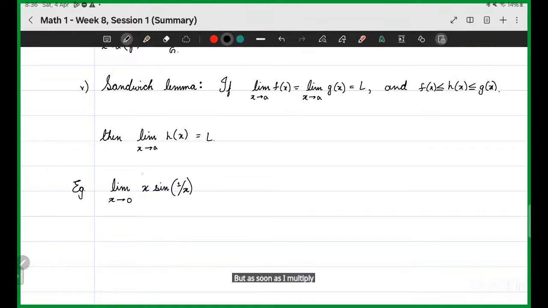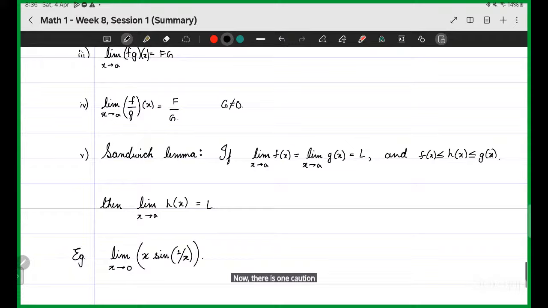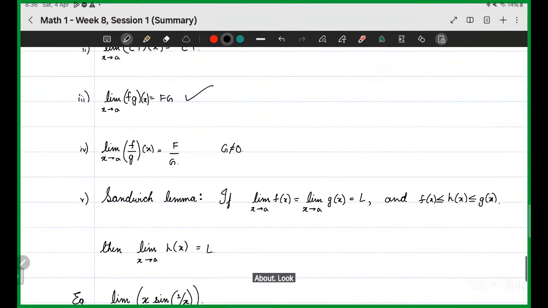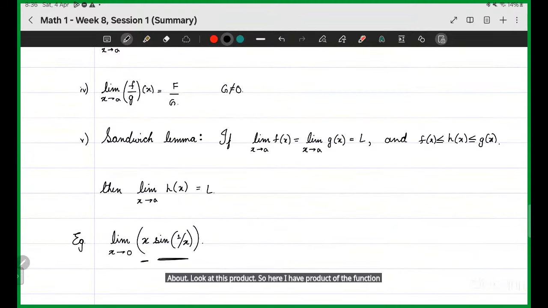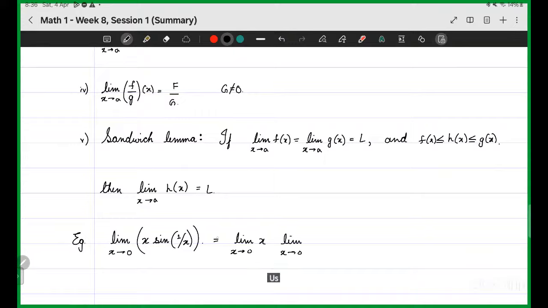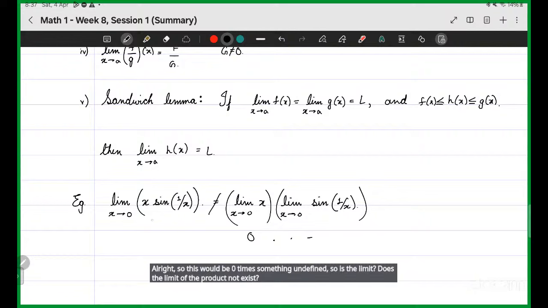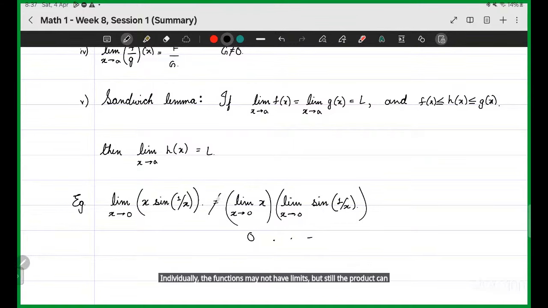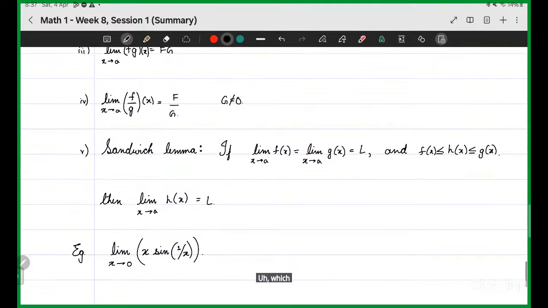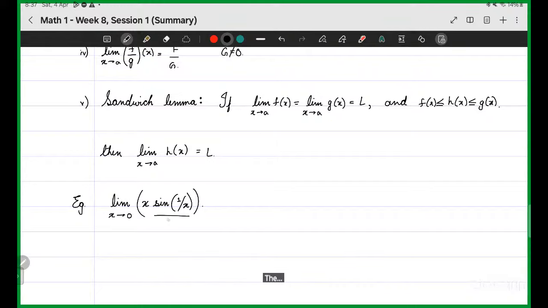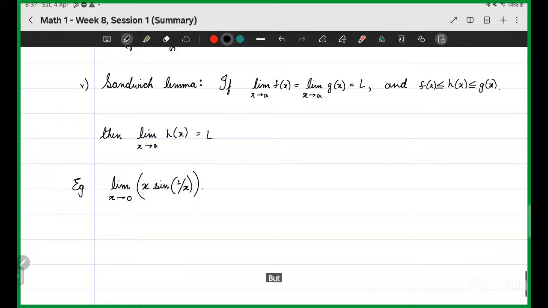But as soon as I multiply it by x, now there is one caution that I have to tell you about. Look at this product formula. Here I have the product of the function x and sine 1 by x. I cannot write it as the product of the limits using the product rule. This is a wrong step. Why? Because this limit does not exist. Only when both the limits exist can you write it as a product of the limits. So this would be 0 times something undefined. Does the limit of the product not exist? Individually, the functions may not have limits, but still the product can have a limit. So this is an example which shows that. I cannot use the product rule really, because one of the components of the product does not have a limit. But what I can do is use the sandwich lemma.